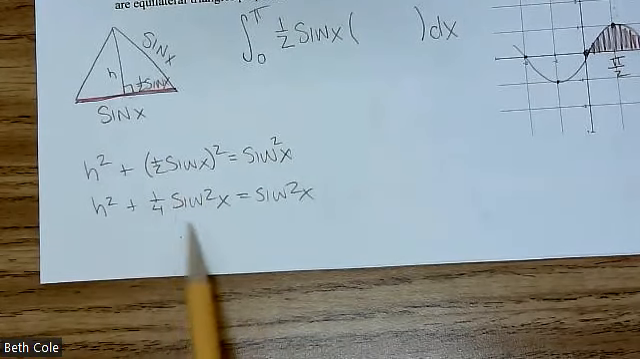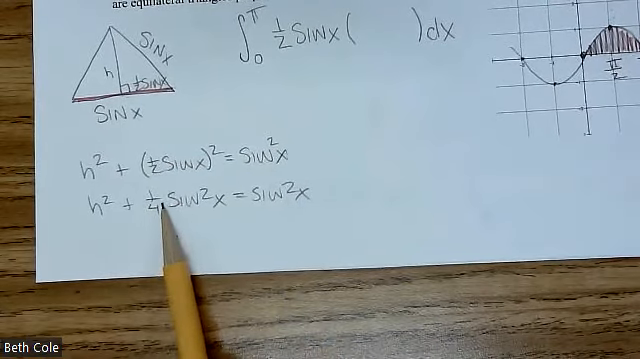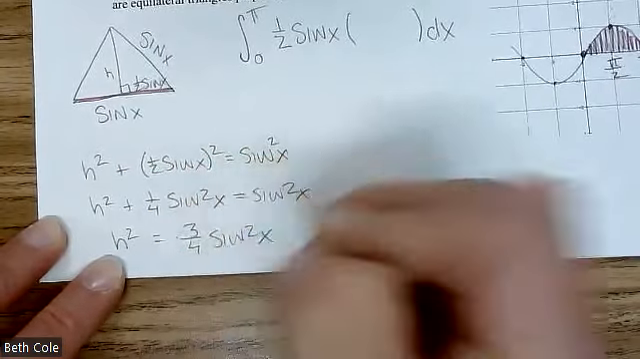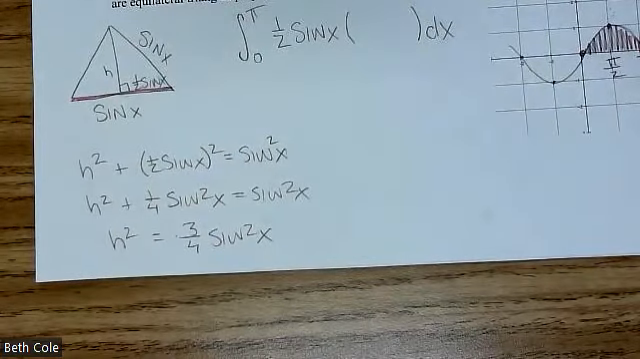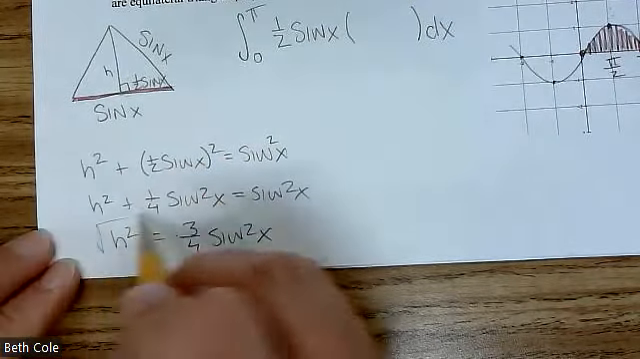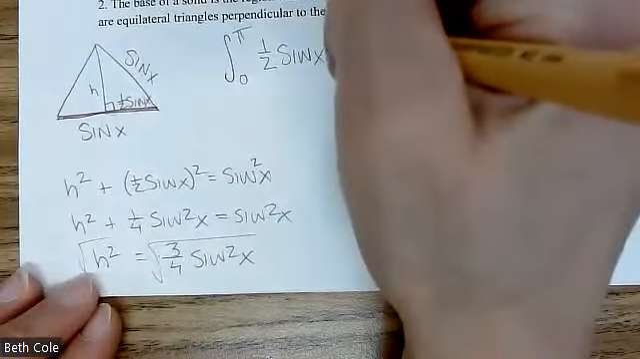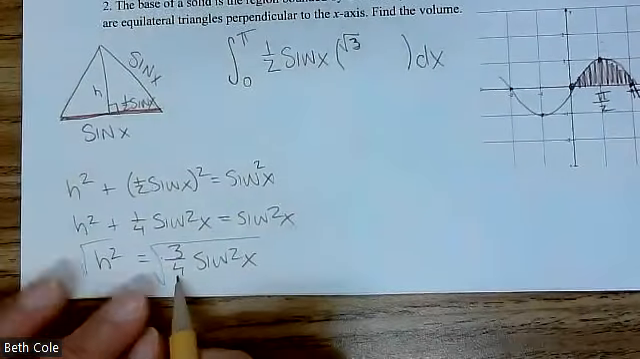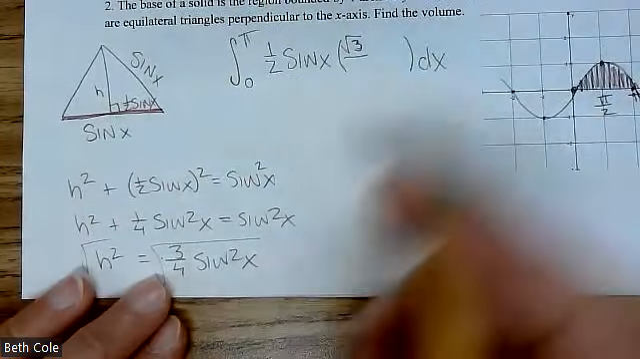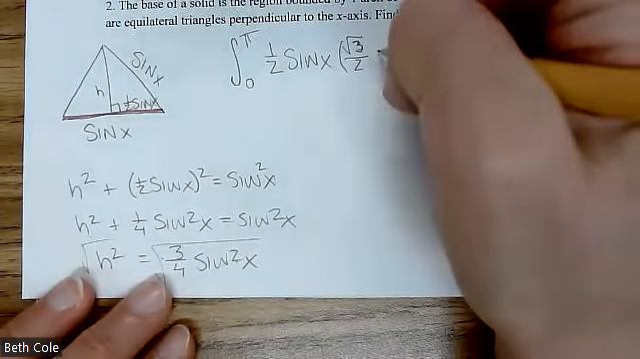So what would you do with this? Minus. So 1 sine squared minus 1/4 sine squared. 1 minus 1/4 is 3/4 sine squared. And then what's your last step? Square root. So square root of 3 is just square root of 3. You can't do anything with that. Square root of 4, we're gonna do 2. And then square root of sine squared would just be sine.